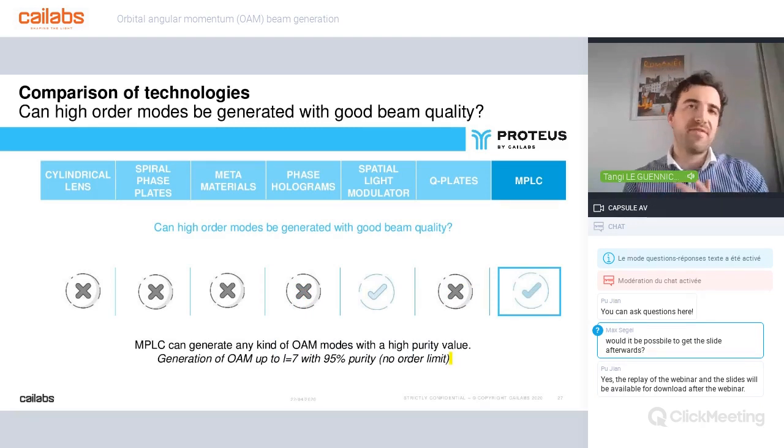So to compare all these technologies, we chose five different criteria. The first one is: can high order modes be generated with good beam quality? MPLC can generate any kind of OAM mode with a high purity value. We already produce an OAM generator up to 7 modes with 95% purity. Seven modes, in fact, is not a limit. MPLC can generate up to 45 modes in fiber optics, and 200 modes in free space have been demonstrated.